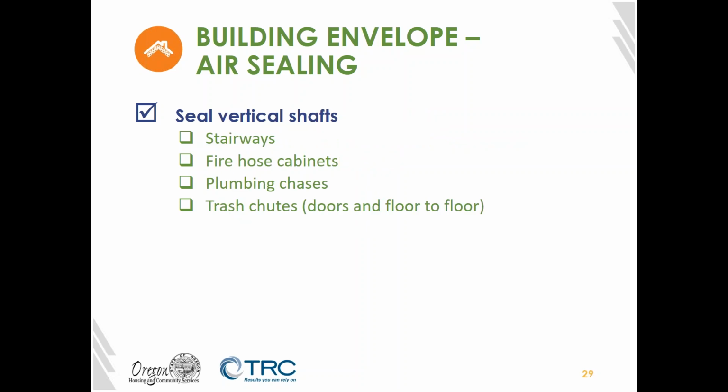We also need to seal vertical shafts. Larger buildings especially tend to have large vertical shafts moving up and down through the building that are great air leakage pathways and lead to increased stack effect. So those include stairways, fire hose cabinets, plumbing chases like the one that we saw with the insulation, as well as trash chutes. Whoa, so leaky trash chutes.